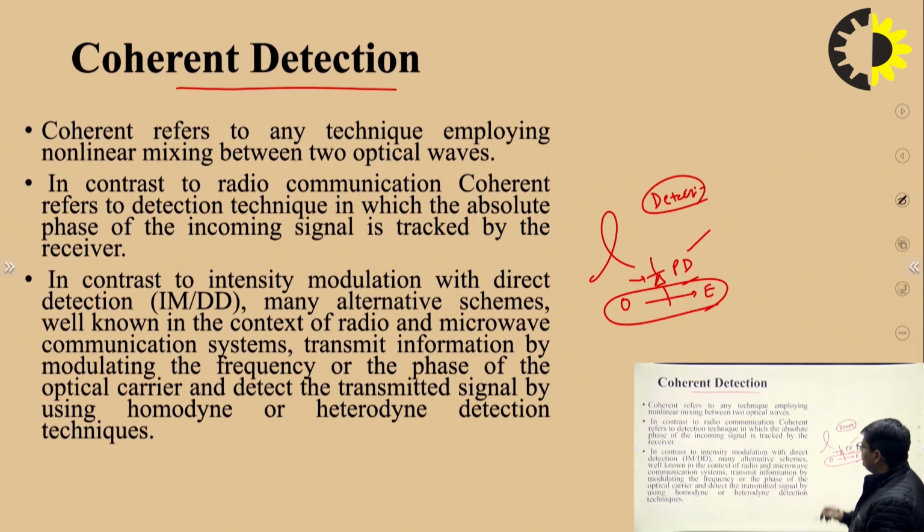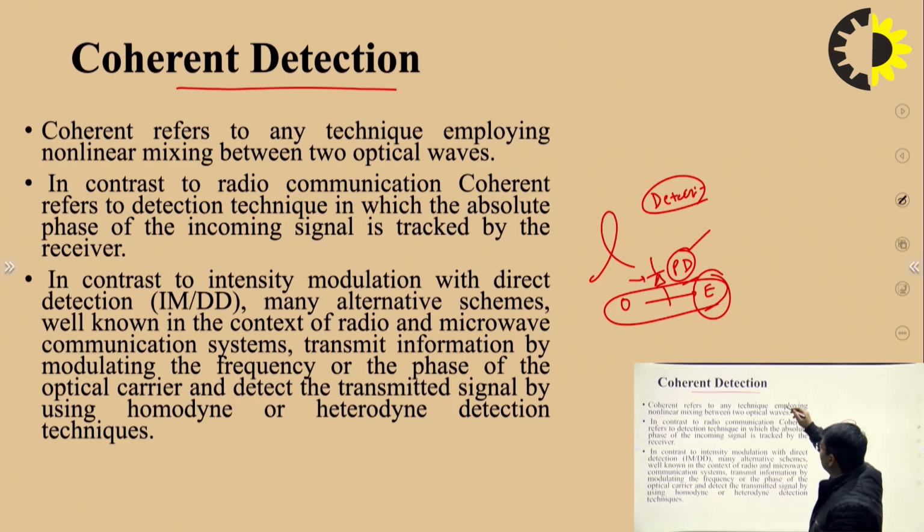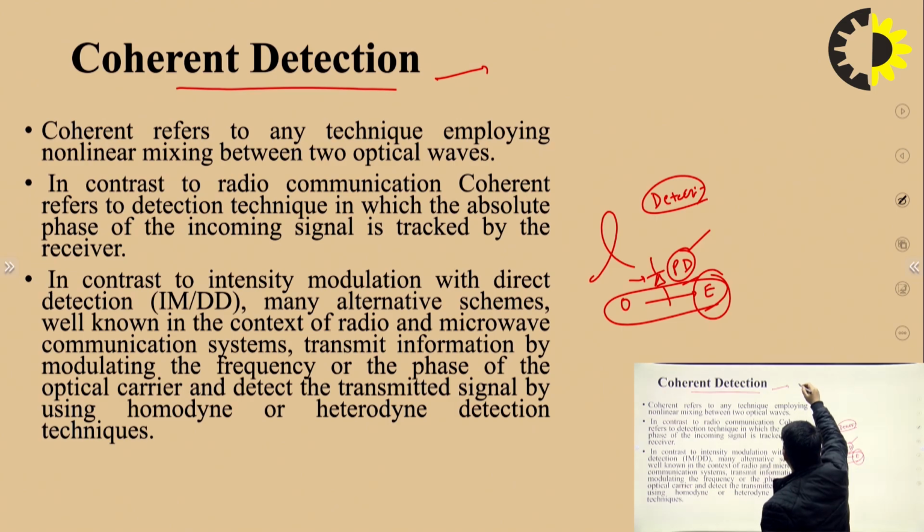So detection is basically receiving the optical signal from the fiber and converting it into the corresponding electrical form and into the original message signal with the help of a photodiode or photodetector. Now this detection that we use in the optical communication system can be of two types. One is direct detection and another is coherent detection.